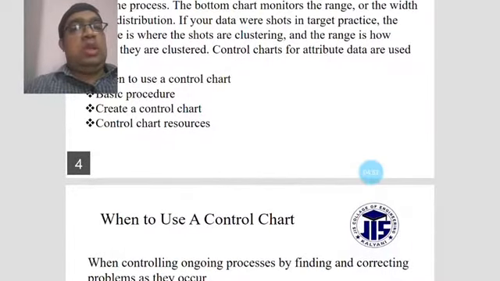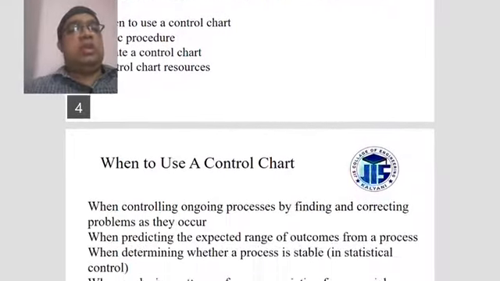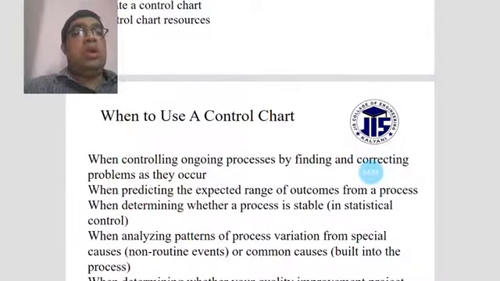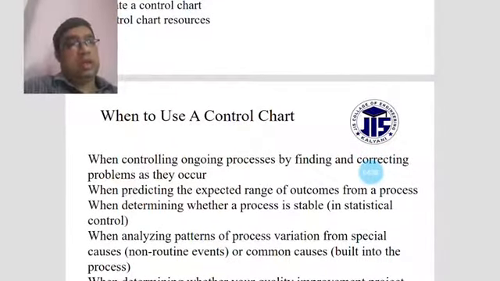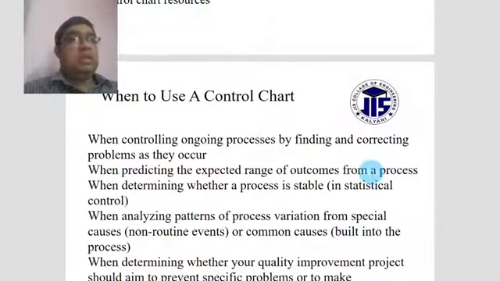And sometimes you require control chart resources, and when to use a control chart. This is the first thing here: when to use a control chart. A control chart is used when controlling an ongoing process by finding and correcting problems as they occur, when predicting the expected range of outcomes from a process, and when determining whether a process is stable in statistical control.